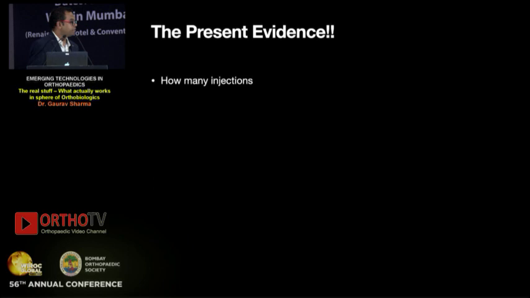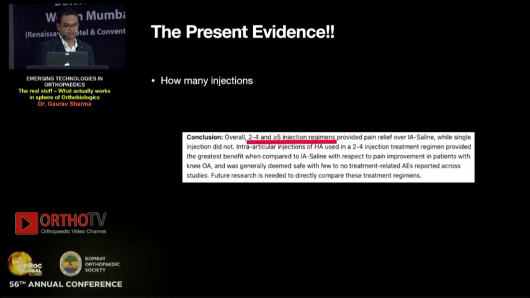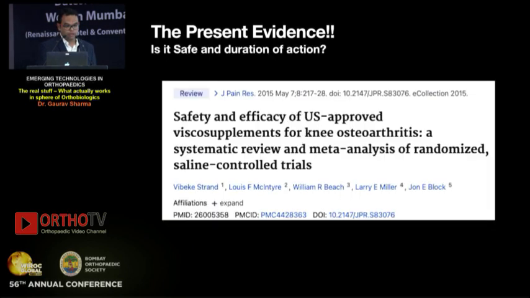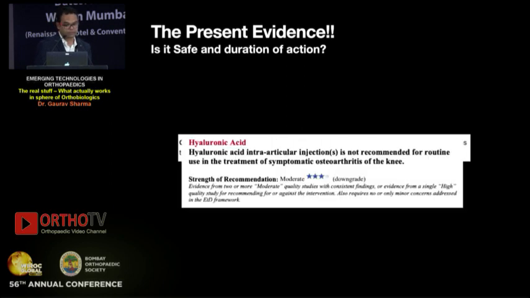So again, the present evidence, how many injections are enough for viscosupplementation? So this was a study by Dr. Parag Sancheti et al. And this systematic review and meta-analysis suggests that overall 2 to 4 injections are adequate. Now, coming to the efficacy, US approved efficacy, they state that these supplements are effective for around 26 weeks in patients with symptomatic osteoarthritis. This is again by the American Academy of Orthopaedic Surgeons. They say that there is moderate evidence for the use of hyaluronic acid.